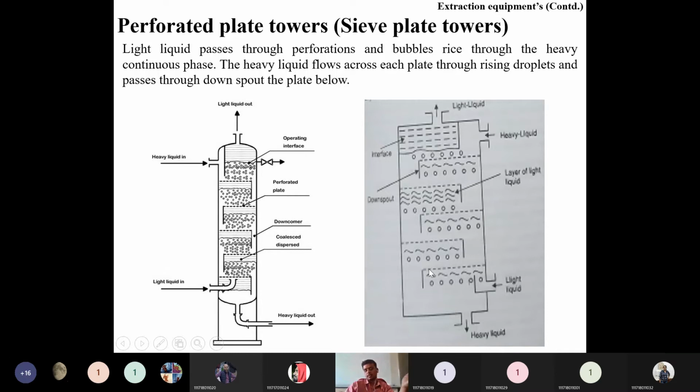Sieves are nothing but small openings. That is called a sieve plate, or we can call it a perforated plate. Perforations are nothing but small holes on this plate. Through these plates, one of the phases will be traveling like this, while the other phase is continuous. It will be flowing continuously like this, as drops, and it will come into intimate contact with the other phase, just to increase the intimate contact and the travel time.